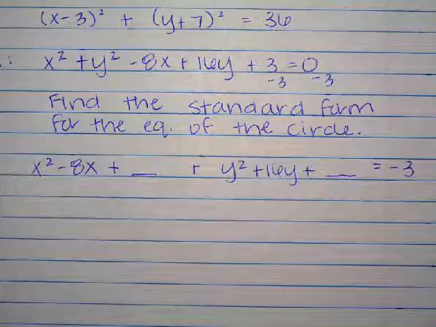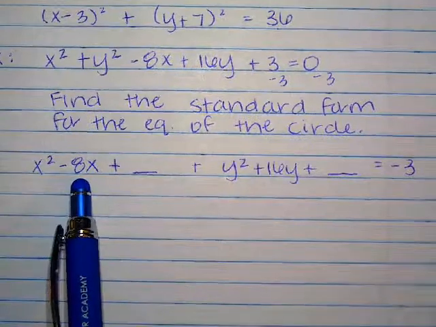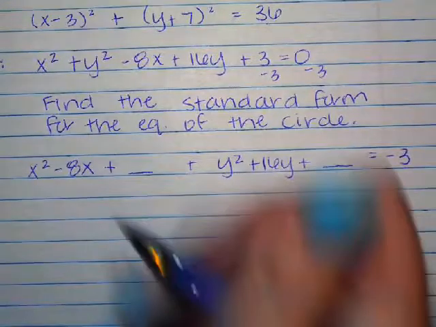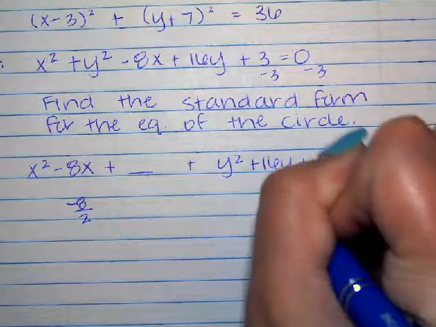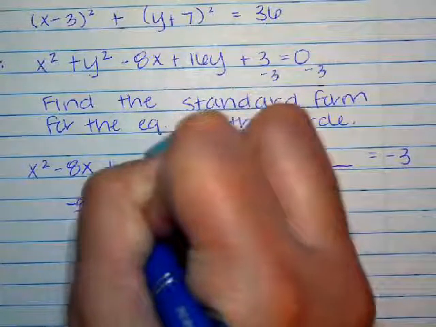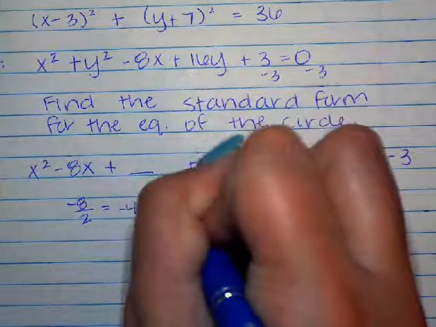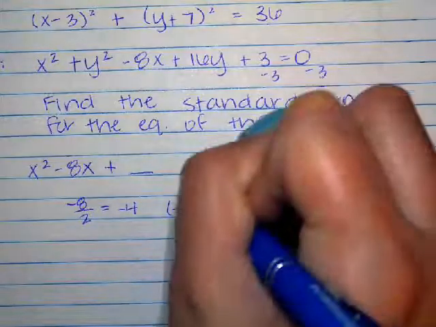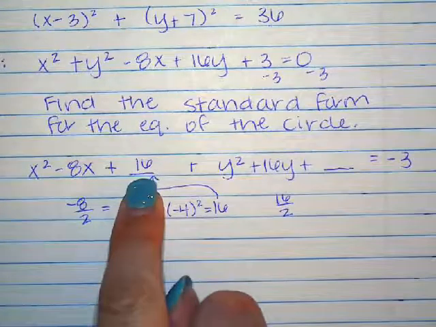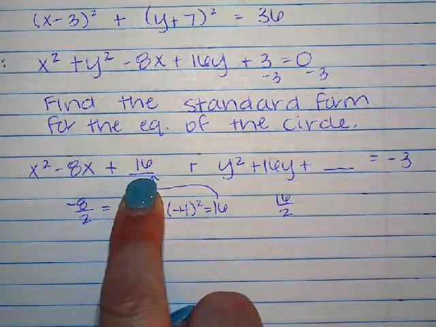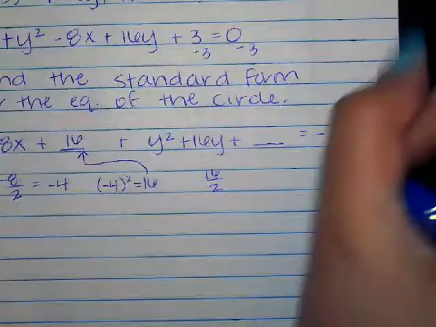Yeah, we have to take the number divided by 2. You guys remember that? Ringing a bell? -8 divided by 2 is -4. But that's not the number that we use. Square it. So -4 squared is 16. That's the number that goes in the blank. Put 16 in there. But if we added 16 to the left side of the equation, what should we do to the right side of the equation? Also add 16 over there.